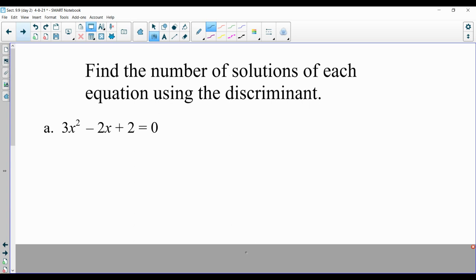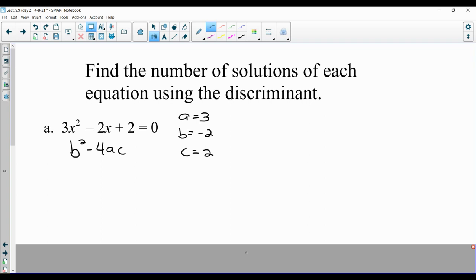For this case here, it says find the number of solutions of each equation using the discriminant. You don't have to solve it. That's the biggest thing. People end up doing too much work. Just figure out what b squared minus 4ac is. So take this. Now remember, a is 3, b is negative 2, c is positive 2. And all we do is substitute them in and see whether we get a positive number.